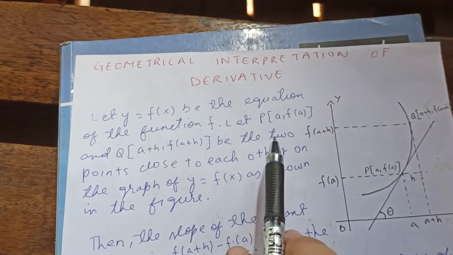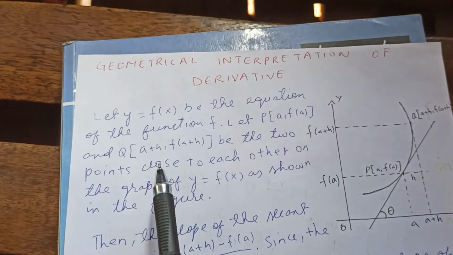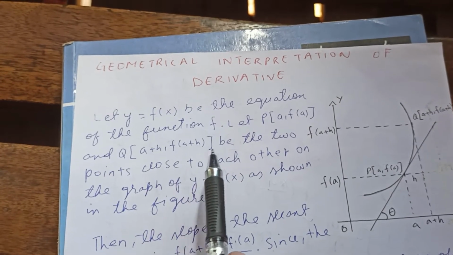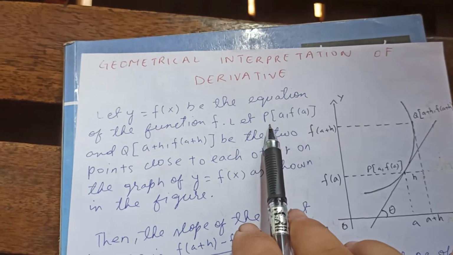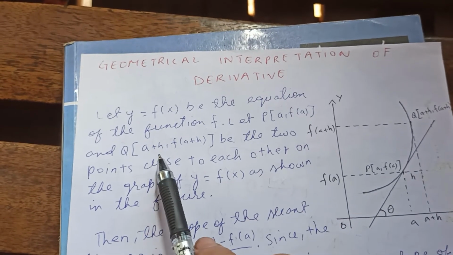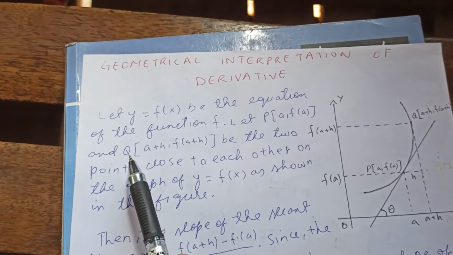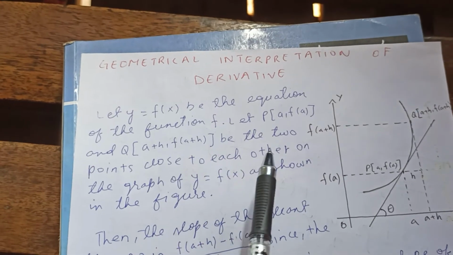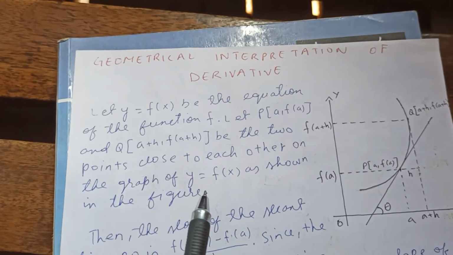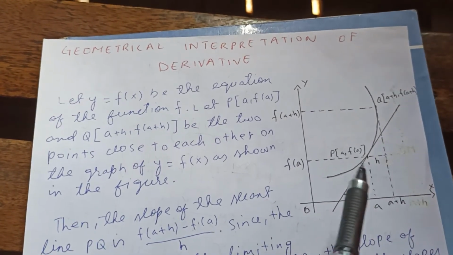Okay, now let P of a comma f of a and Q a plus h comma f of a plus h. This is the coordinate of x and y at the point P, and this is the coordinate of x and y at the point Q, be the 2 points close to each other on the graph of y equal to f of x as shown in the figure. So here this is the figure.